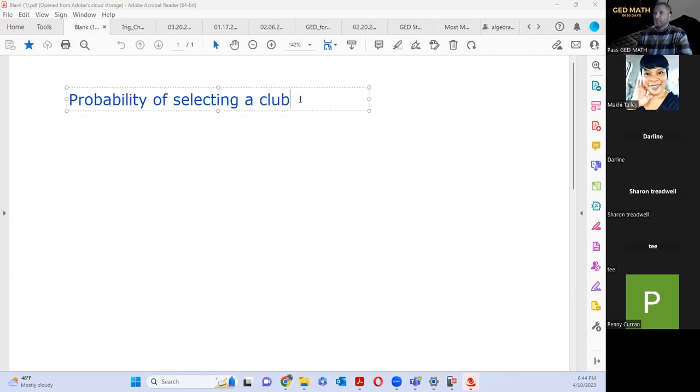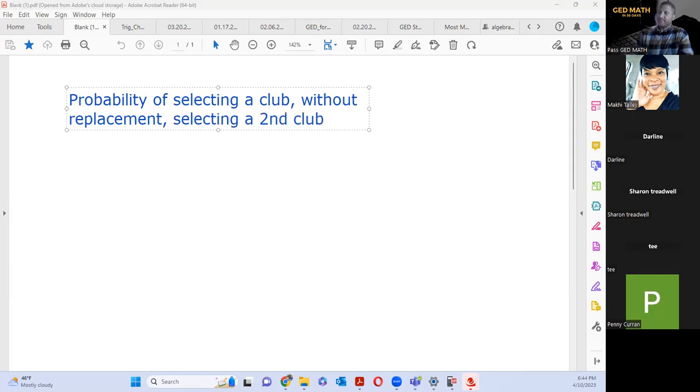No, it's like, okay, you have a 52-card deck and you pick one club. What's the probability of picking a second club? Okay, so that's the probability of selecting a club without replacement, then selecting a second club. All right, so how do you find the probability?